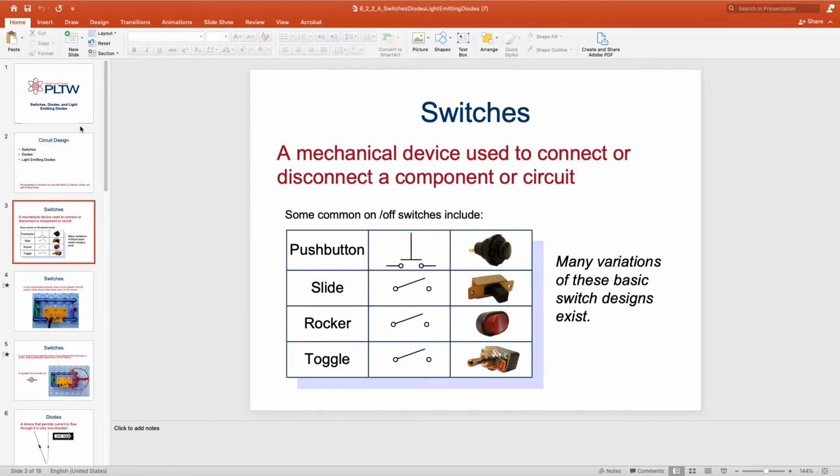Some of our common switches are a push button switch, the slide switch. I usually see those on the bottoms of children's toys on the battery pack. A rocker switch makes me think of a power strip, and a toggle switch is similar to a light switch. There's all sorts of varieties of these, but these are our 4 main mechanical ones.